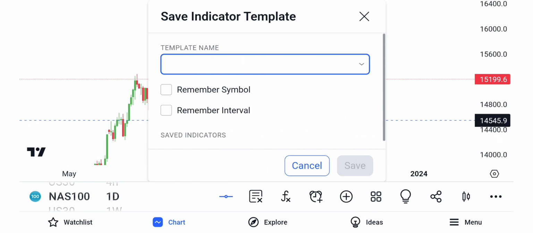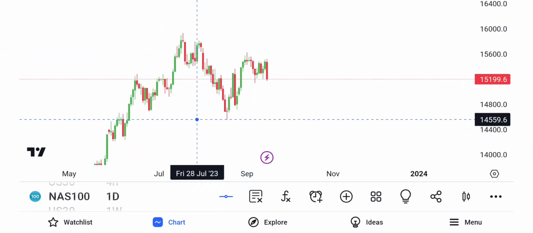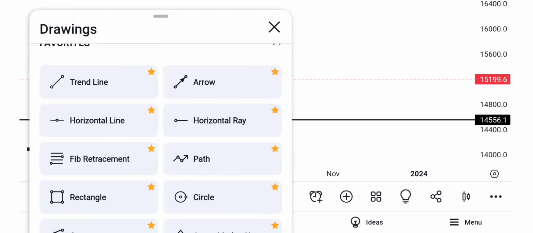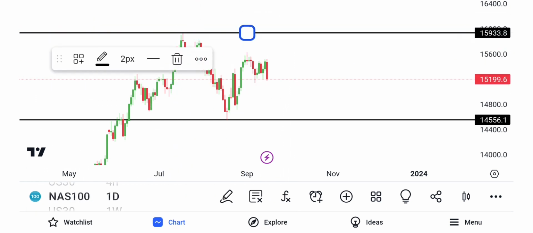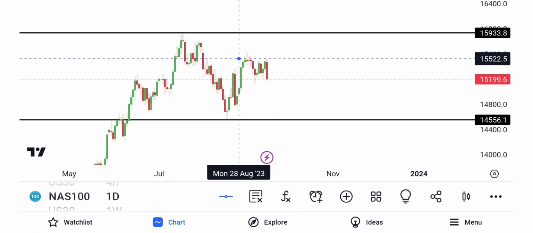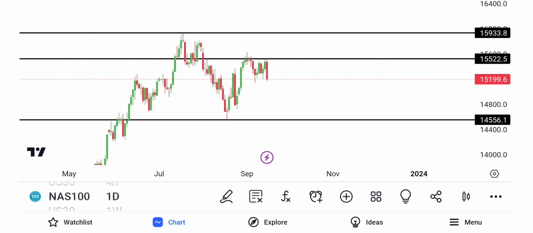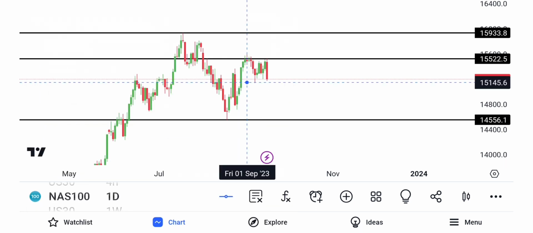Okay, just hold on. Sorry for that, guys. Okay, we have a point right over here. Then we have another point right over here. Then we have another point right over here, right? And we can see this point is where the market reversed. So it's very important for us to outline that point.